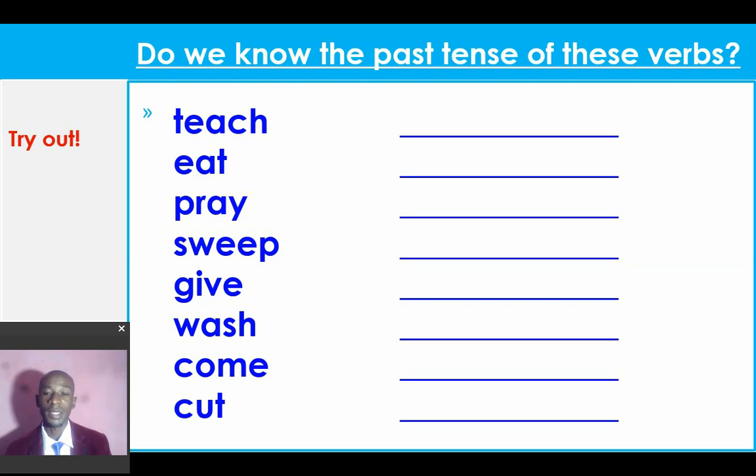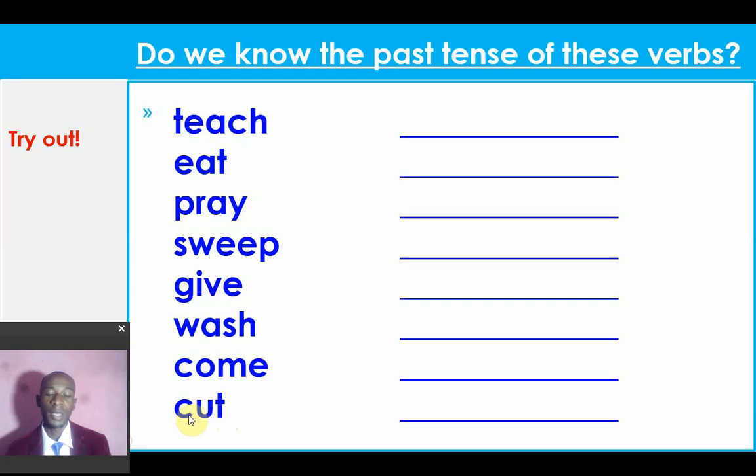Now, dear friends, I would like you to try out these verbs. Do we know the past tense of these verbs? Hey, can you write them? Write their past tense. We have teach, eat, pray, sweep, give, wash, come, cut.